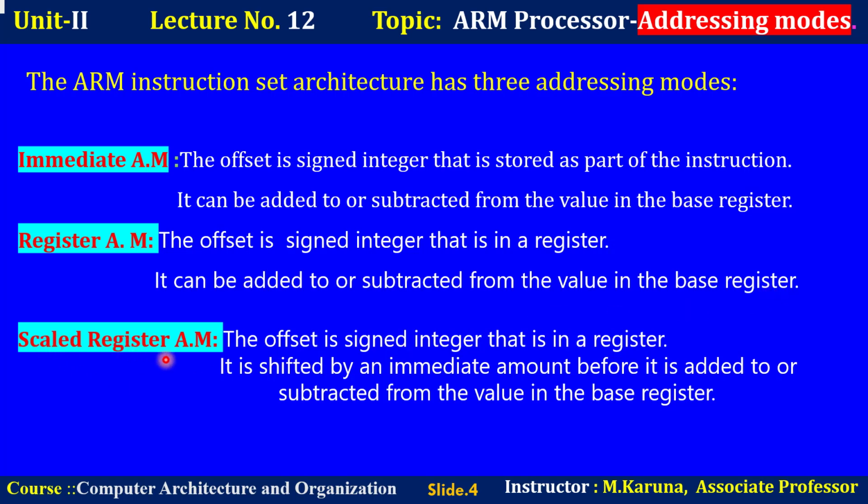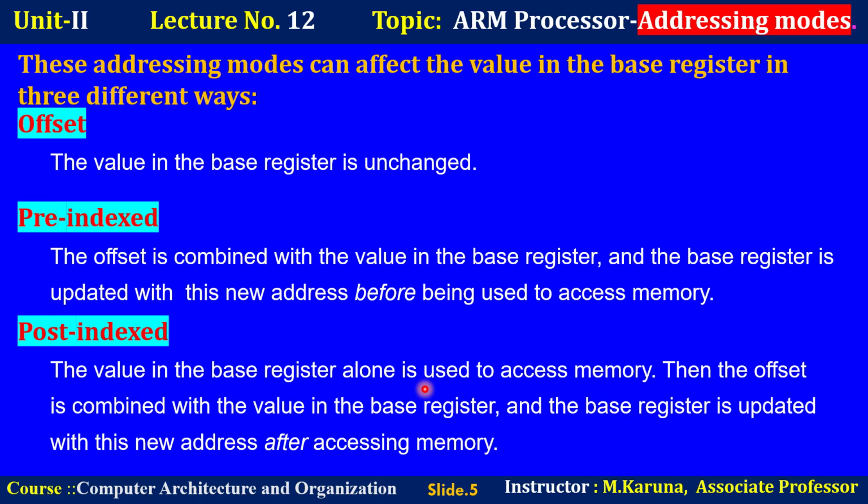Next, coming to the scaled register addressing mode, the offset is a signed integer that is in a register. Here also the offset is available in the register, but it is shifted by an immediate amount before it is added to or subtracted from the value in the base register. Let us see one by one with examples. These addressing modes can affect the value in the base register in three different ways.